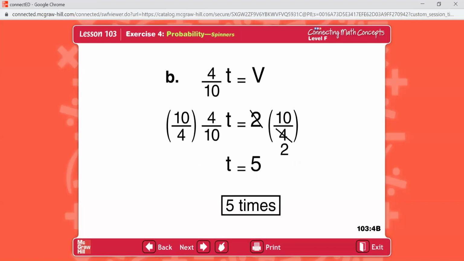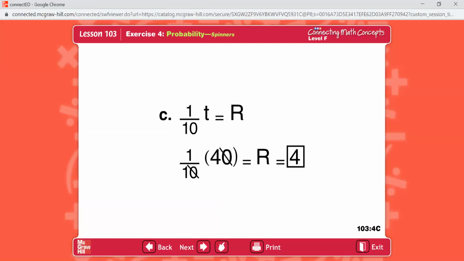Problem C. If you spin the wheel 40 times, what's the expected number for the spinner stopping at R? Pause the video now to work the problem. Resume when you're ready to check your work. Here's what you should have.